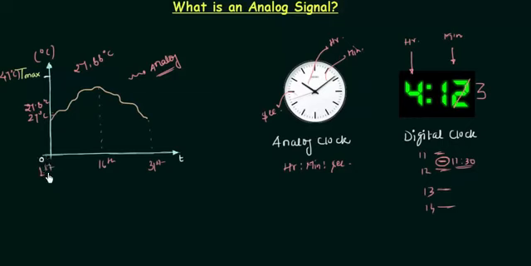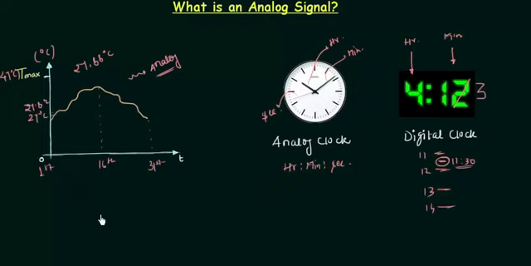So from 0 degrees Celsius we can have any value up to 47 degrees Celsius. So this one is analog because it can take any value within the given limit. So analog signal is the signal which can take any value within the given limit.